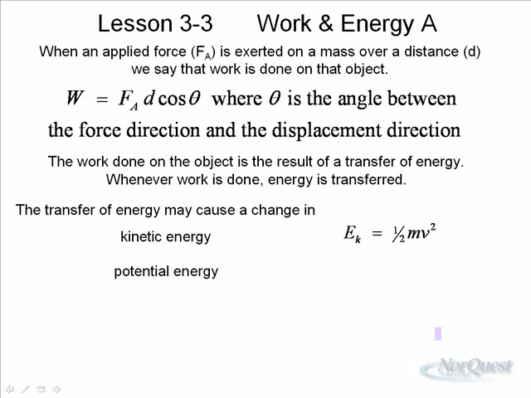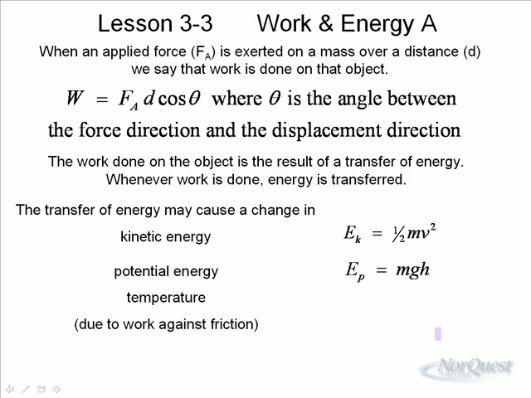Potential energy is called the energy of position. And when we talk about gravitational potential energy, we say it's mass times gravity, which of course is its weight, times the height. So the higher the object, the more potential energy it has.